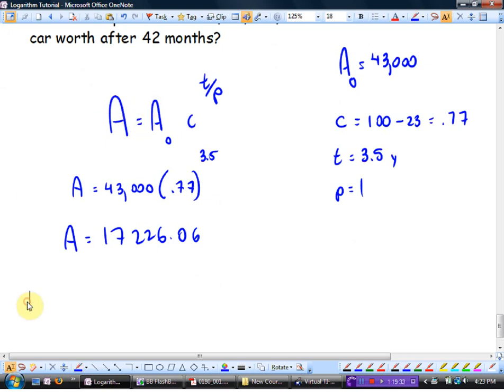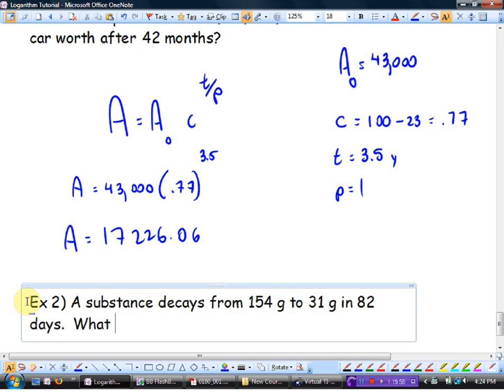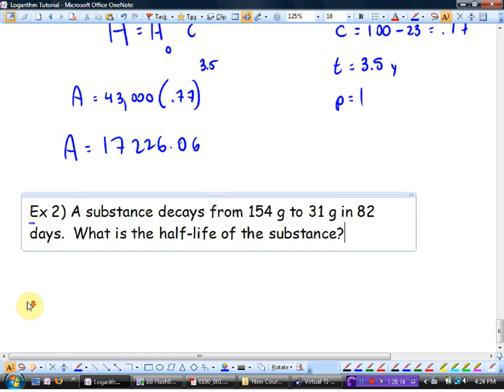Here's something more realistically what you're going to see on the written section. Example 2. A substance decays from 154 grams to 31 grams in 82 days. What is the half-life of the substance? I think this will be the last one that we'll do and we'll wrap it up. I didn't quite get to the base E, but read your notes. I did a little bit of base E.